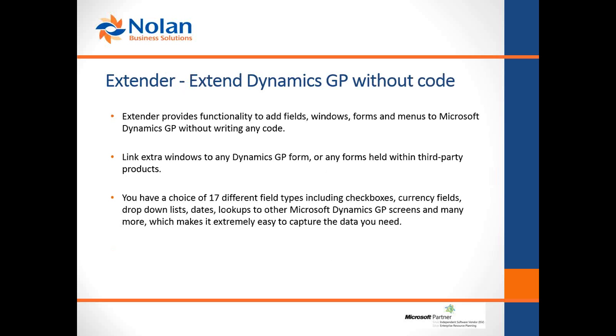Extender provides functionality to add fields, windows, forms and menus to Microsoft Dynamics GP without writing any code. It's very easy to link extra windows to the Dynamics GP forms or any forms held within third-party products. To do this, you have a choice of 17 different field types, including checkboxes, currency fields, drop-down lists, dates, lookups to any of the Microsoft Dynamics screens, and many more, which makes it extremely easy to capture the information and data you need.